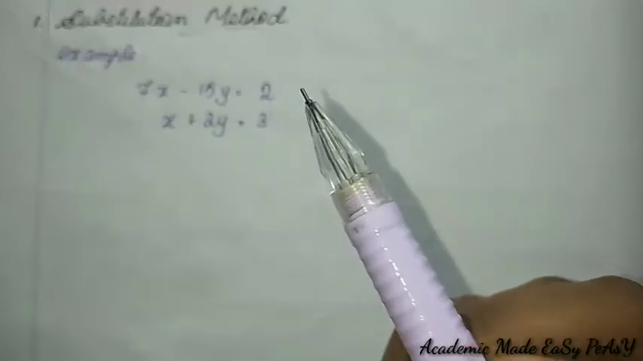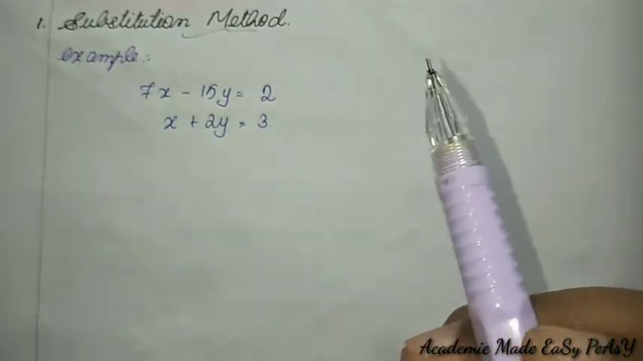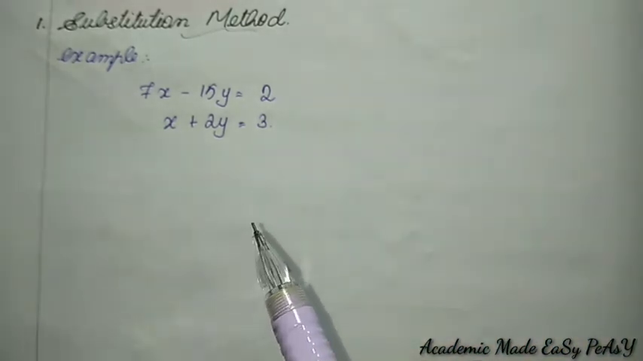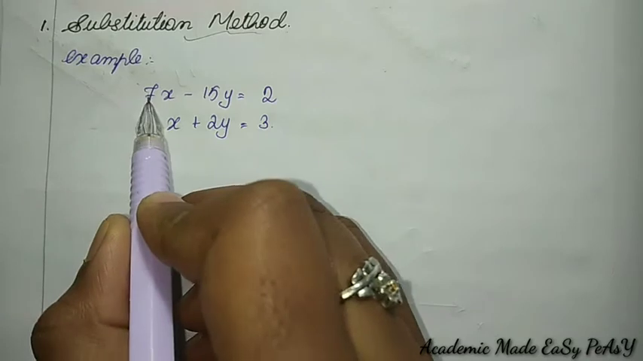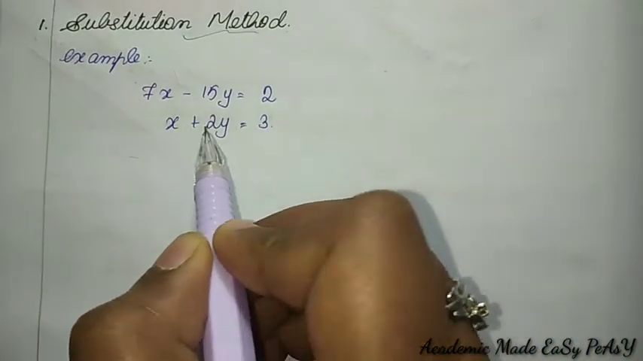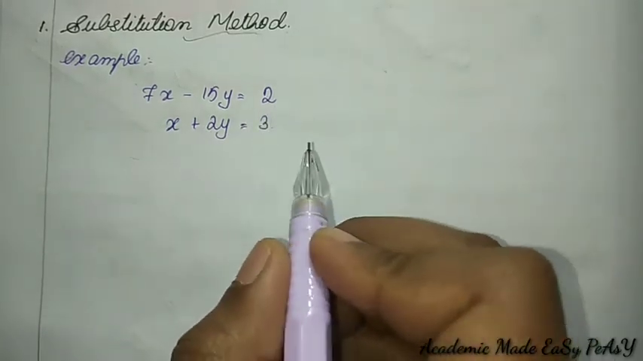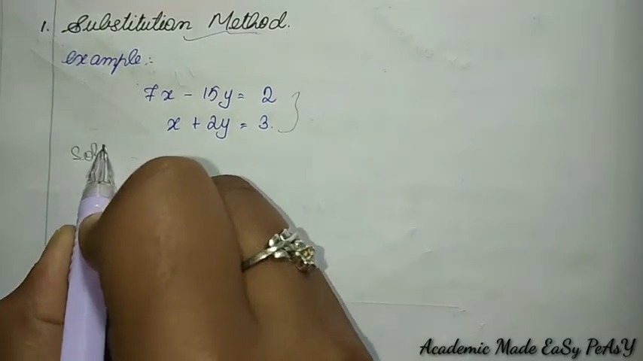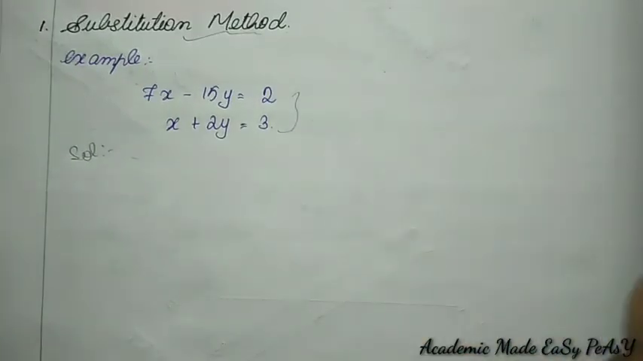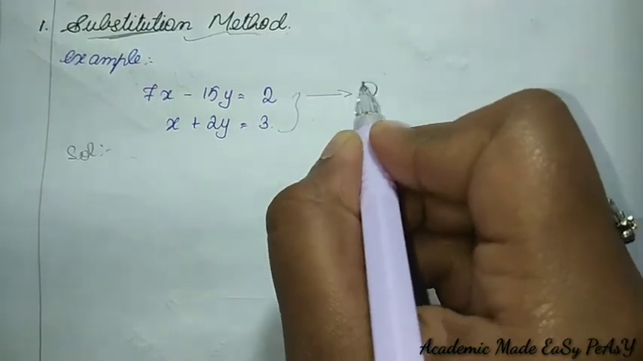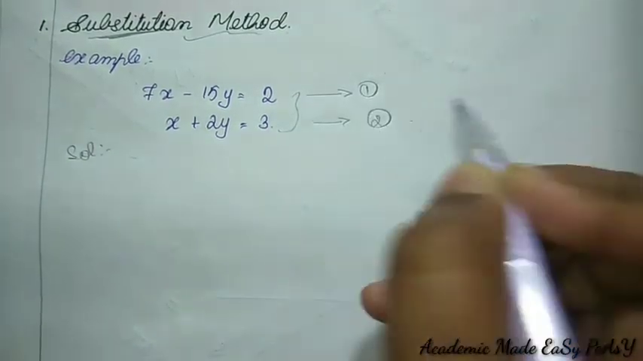Now let me teach you all the substitution method. Before teaching that method in detail, let me first give you an example to make it clear. The example is 7x minus 15y is equal to 2, x plus 2y is equal to 3. These are the two given pair of linear equations. In the substitution method, as the name suggests, we will be substituting only. So let this be equation 1 and my second equation be equation 2.